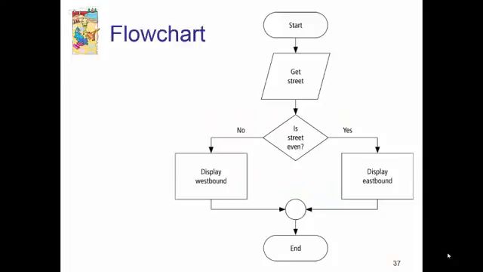So we have our flowchart. Start, we get the street. Is the street even? No, then it's westbound. Is the street even? Yes, then it's eastbound. Either way, we come to the end of our program.